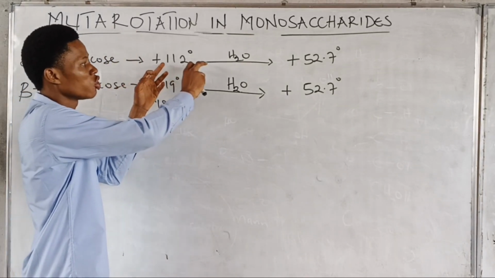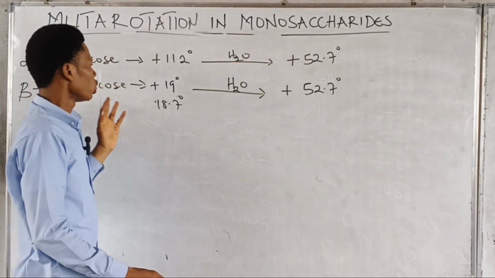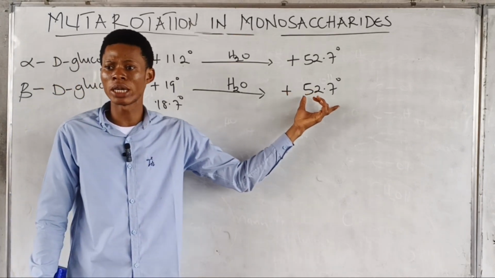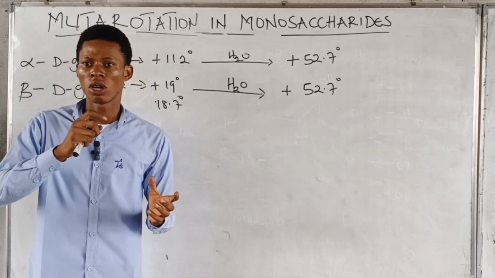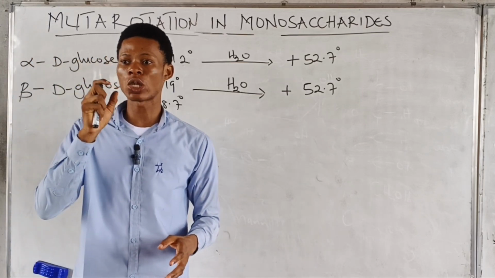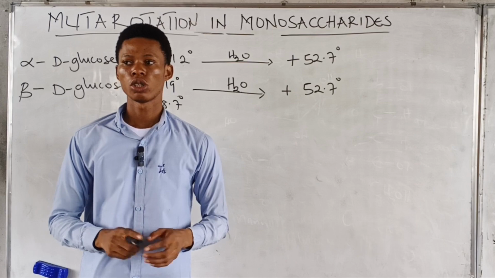This one will gradually change, reduce until an equilibrium point. This one will gradually change, increase until we get to an equilibrium point. So this phenomenon of gradual change in rotation until an equilibrium point is reached is called mutarotation. Do you understand that?